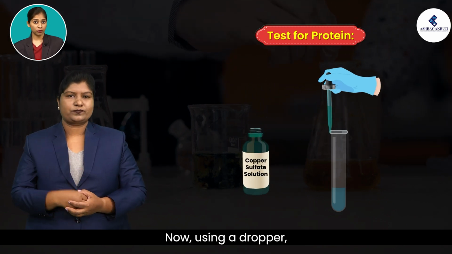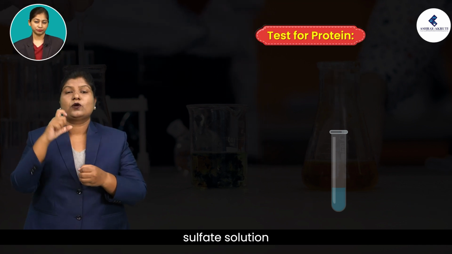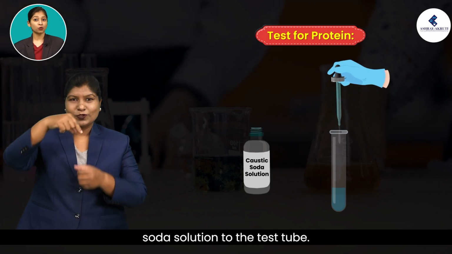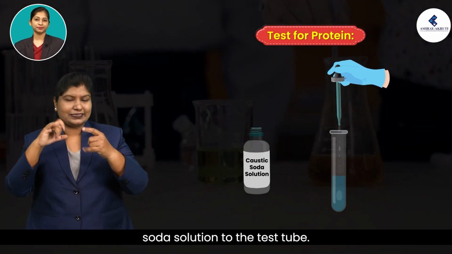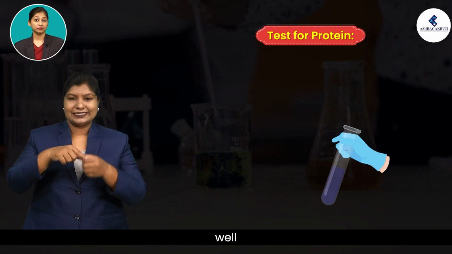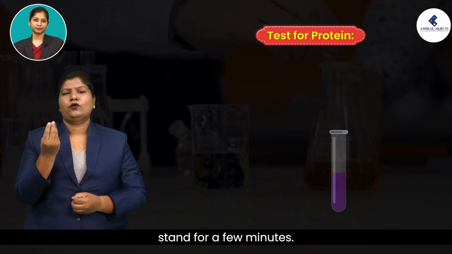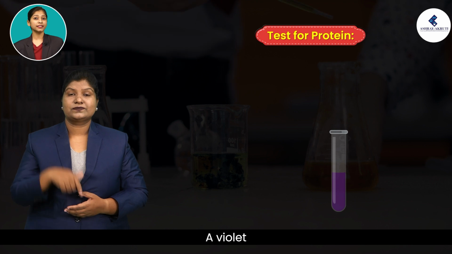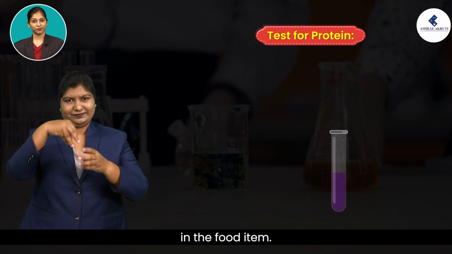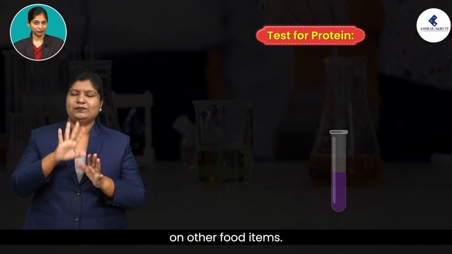Now, using a dropper, add 2 drops of a copper sulfate solution and 10 drops of caustic soda solution to the test tube. Shake well and let the test tube stand for a few minutes. A violet color indicates the presence of proteins in the food item. Now you can repeat this test on other food items.